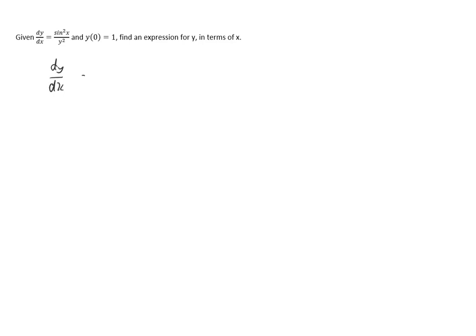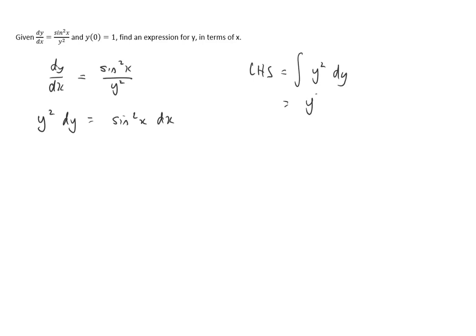dy/dx is equal to sine squared x over y squared. Separate the variables, so I'm going to have y squared dy is equal to sine squared x dx. Alright, so once again, let's look at our two equations. Let's do the left-hand side first because it's a little bit easier. The integral of y squared dy is just going to be y cubed over 3 plus c.